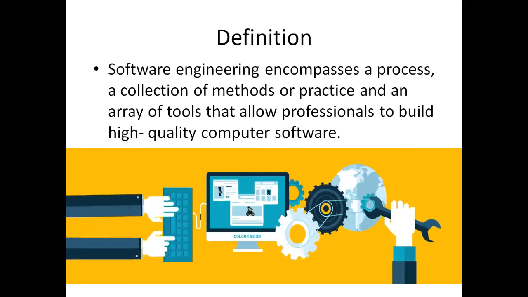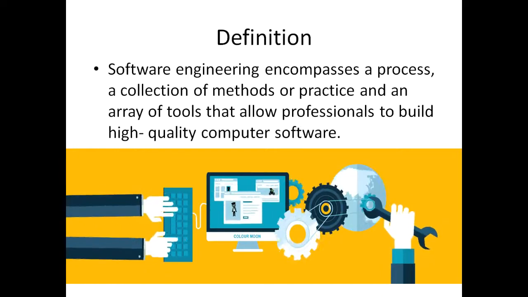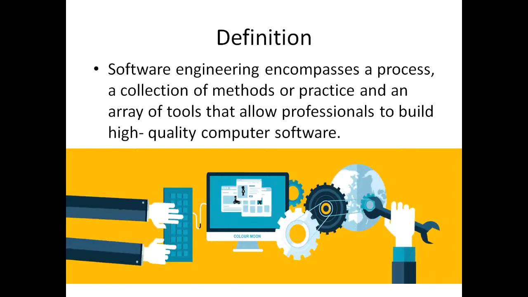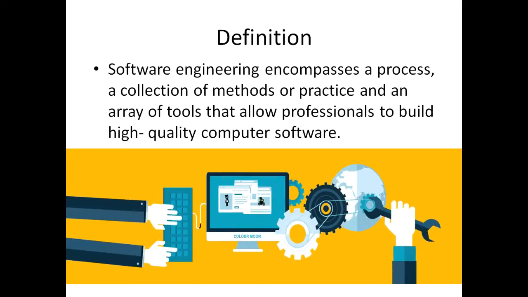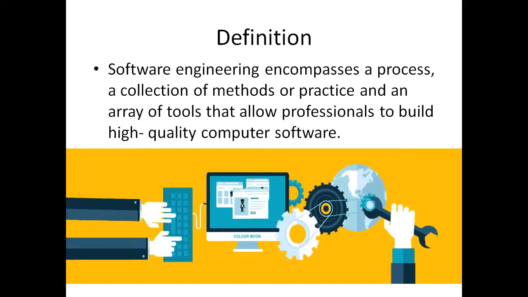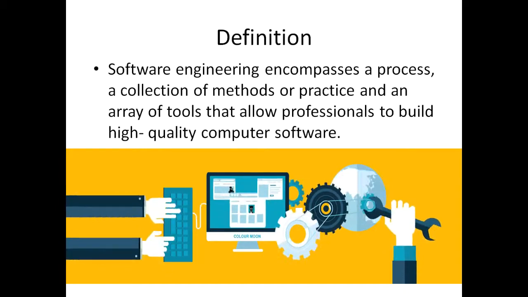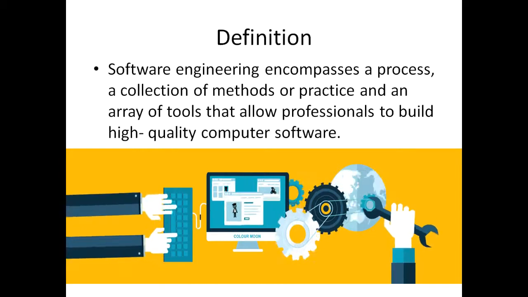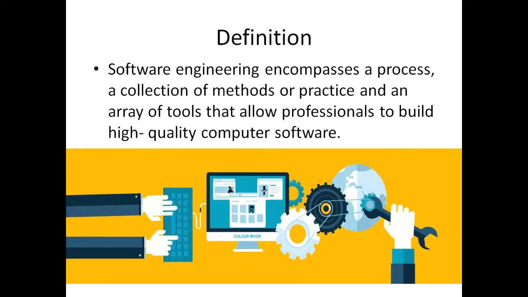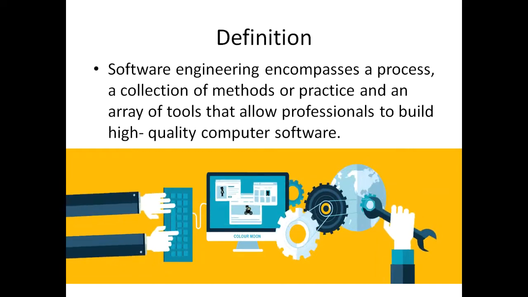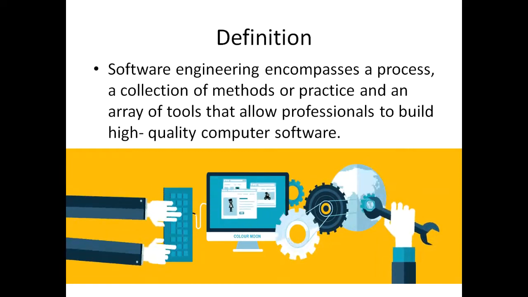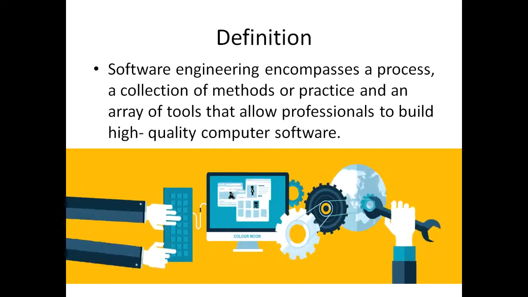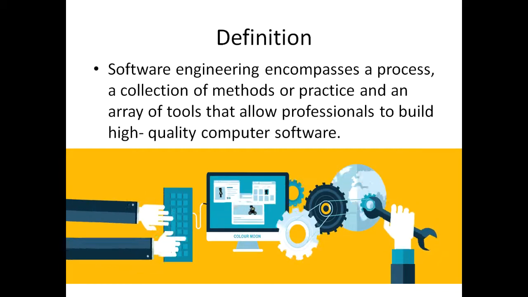First of all, we recall the definition of software engineering. Software engineering is a technology which encompasses a process, a collection of methods, and an array of tools which allows the professionals to build high quality computer software. That is, software engineering includes a set of processes and a collection of methods and tools to develop software. Computer professionals or software engineers build software by means of these tools, and the final product will be the high quality computer software.